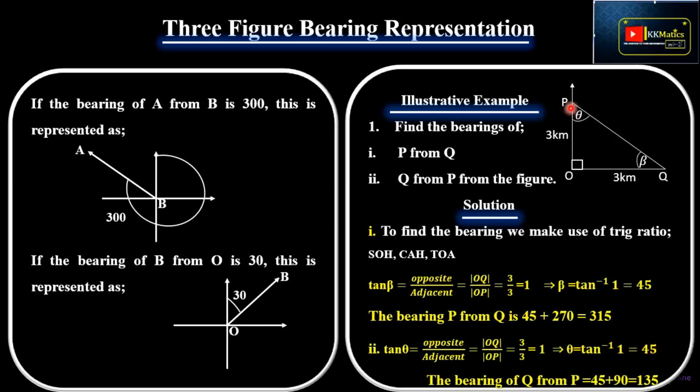And looking at our P, the direction of our P will actually lie in the second quadrant, because the Q that we did lies in the fourth quadrant, whilst the P lies in the second quadrant. And so since it lies in the second quadrant, we're going to add 90 to the theta that we found, which is 45. So 90 plus 45 gives us 135 degrees. So that becomes our bearing of Q from P.